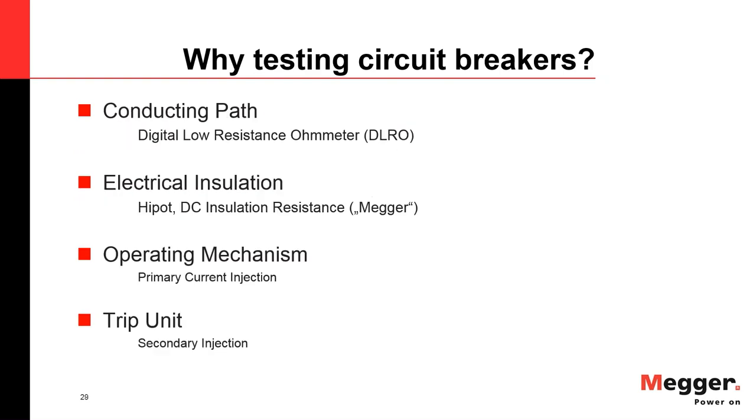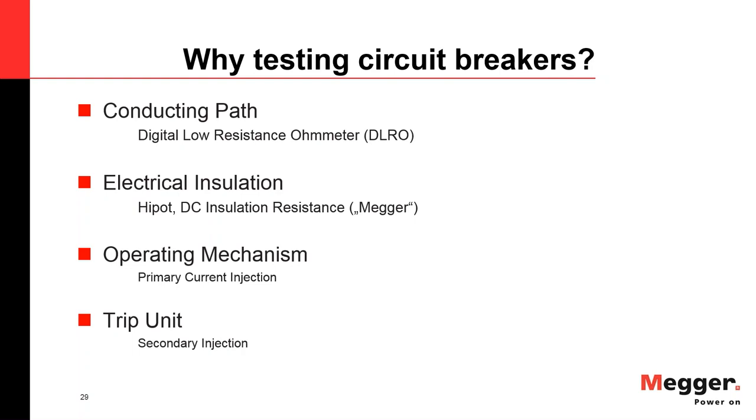So now we have different tests for circuit breakers. We want to talk about primary injection, but what other tests would a service company or a utility do? Well, for the conductive path, it's a resistance test. You can measure the contact resistance, typically with a DLRO, digital low resistance ohm meter. Very important is the electrical insulation. There you can either do a typical Megger test, an insulation resistance test, and/or a high pot.